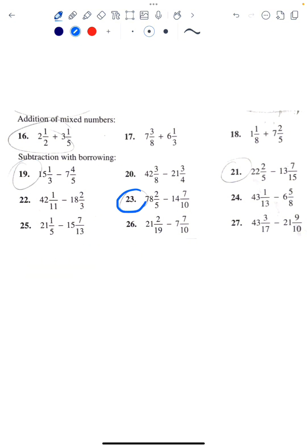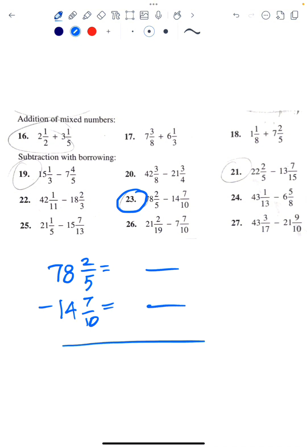Let's take a look at another example here for more practice. Here I have 78 and 2/5 minus 14 and 7/10. My first step is going to be finding the common denominator, the least common denominator, which we know is going to be 10. 10 times 1 is 10, therefore 7 times 1 is 7. 5 times 2 is 10, therefore 2 times 2 is 4.